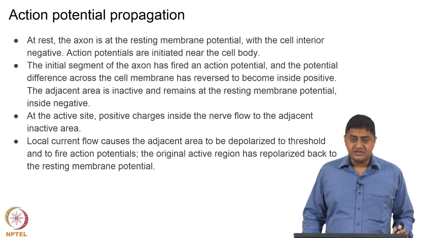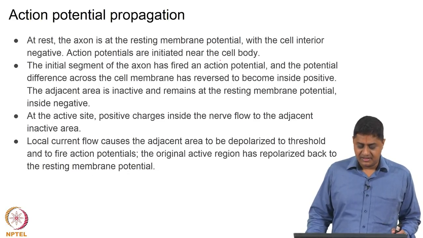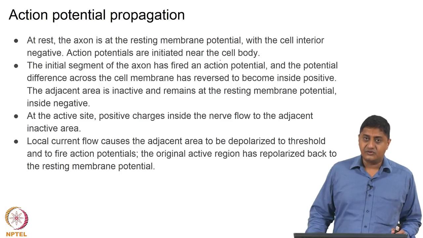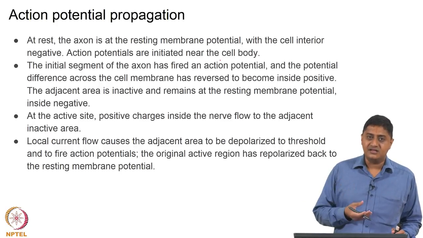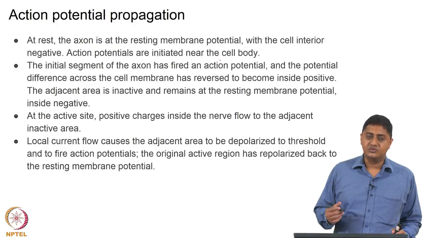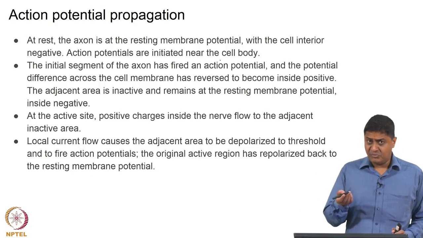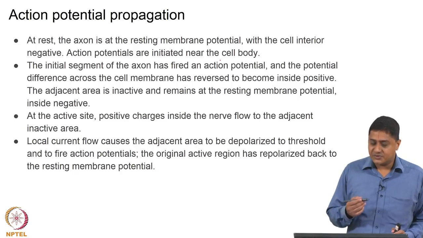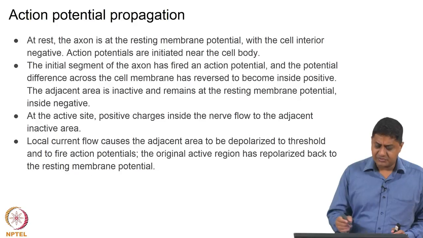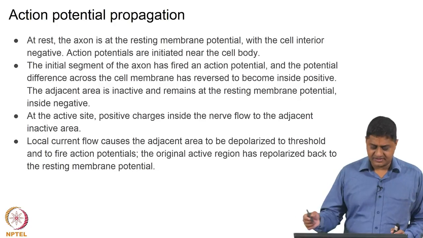Right. So, at rest, the axon or the neuronal cell membrane is at resting membrane potential. That means the inside of the cell is more negative when compared with the outside, and at some points, either due to a stimulus or due to the opening of voltage gated sodium channels, for a brief amount of time, the membrane will become more positive. This situation is called an action potential, and action potentials are usually initiated near the cell body or the soma. We will discuss that in the next slide.